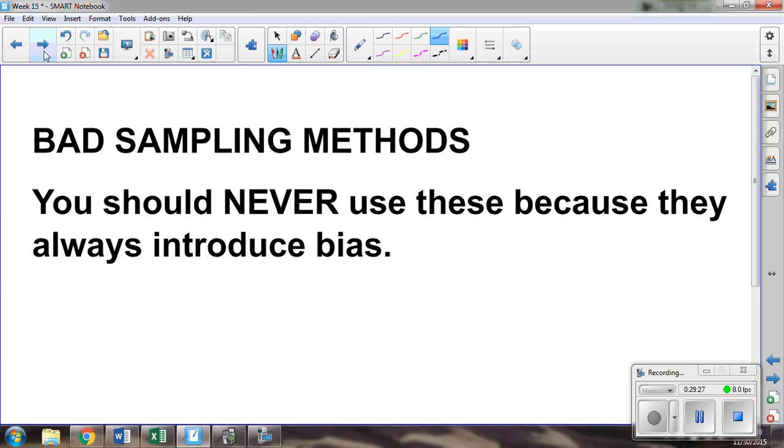Remember how we were talking about ethics, where you can't intentionally give people cancer? I don't know if Dr. Manhattan did it. Dr. Manhattan is fake. Since you can't intentionally give people cancer to create an experiment, we might be forced to use one of these bad sampling methods.